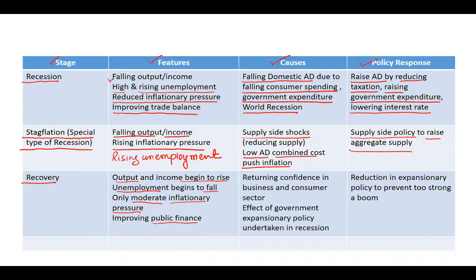The cause of this situation is the returning confidence in the business and consumer sector. Because if income increases, the people start buying things. If people start buying things, the investor tries to produce more. And similarly, it might be due to the effect of government expansionary policy undertaken in recession. When the government tries to cut taxation and increase government expenditure, the economy will exit from the recessionary phase. The policy response in this situation is reduction in expansionary policy to prevent too strong a boom. Because it happens that if the policy continues, then it might result in a high inflationary situation.